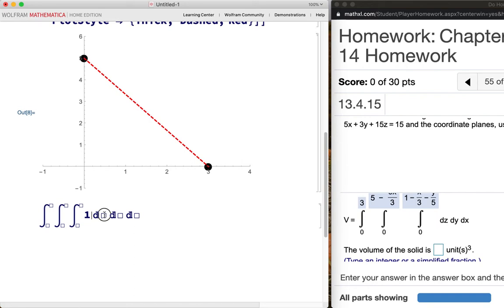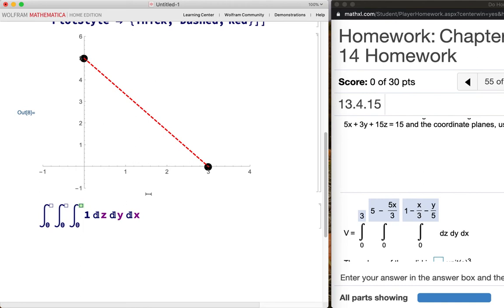So first we're integrating with respect to z, and then with respect to y, and then with respect to x. The lower limit is going to be 0. The lower z limit is going to be 0. Well, all the lower limits are actually 0, so that's pretty easy. Okay, and then here, the upper limit is 1 minus x thirds minus y fifths. That's the upper z limit.